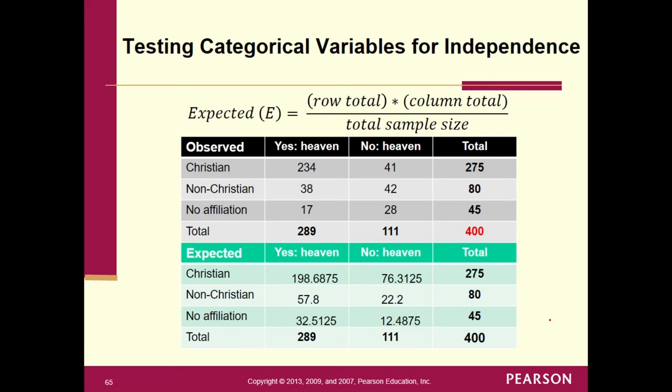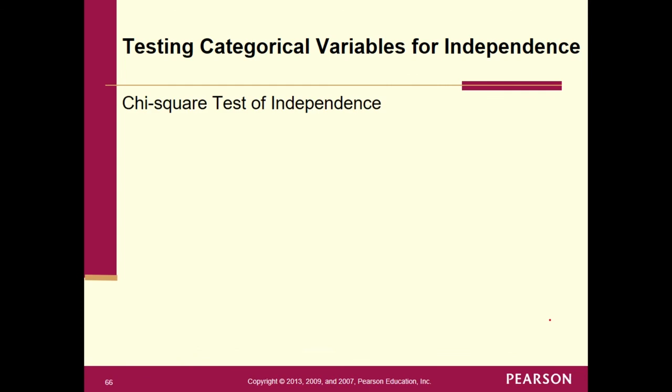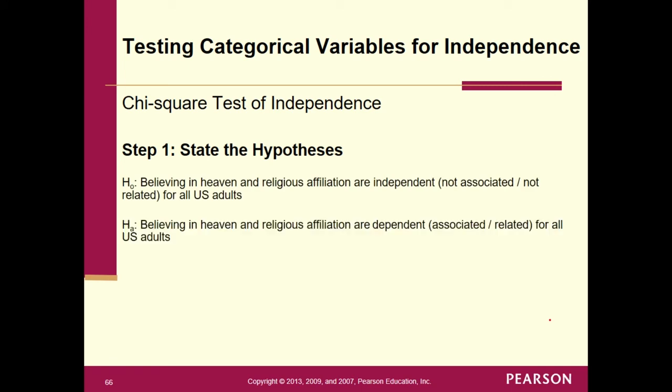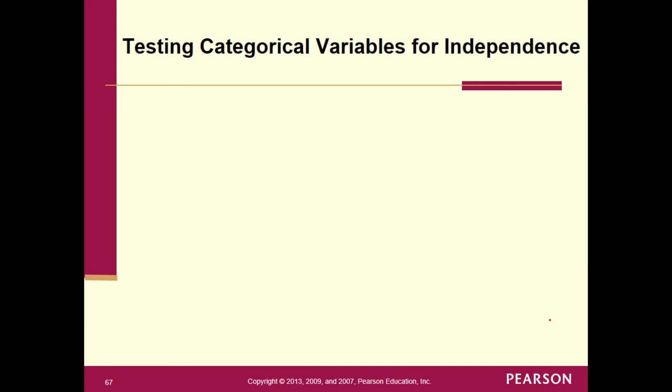So again, if you forgot what we had to do, you might have to go back a couple of slides. I thought I would probably bore you if I showed you all the math again. So we got our O's, we got our E's. I think we're going to actually run through the test. So state the hypotheses. Belief in heaven and religious affiliation are independent for all U.S. adults, and then dependent for the alternative.